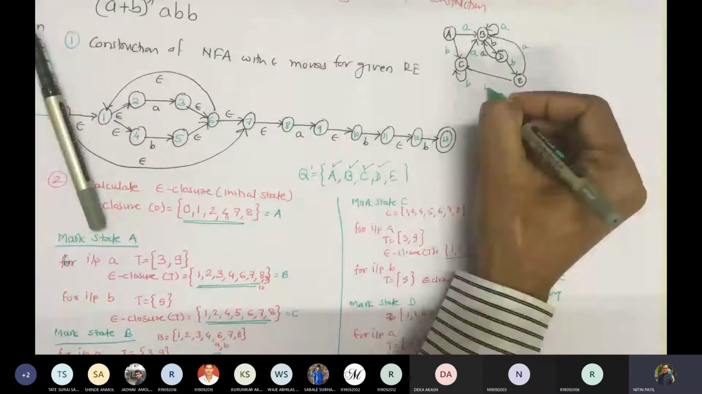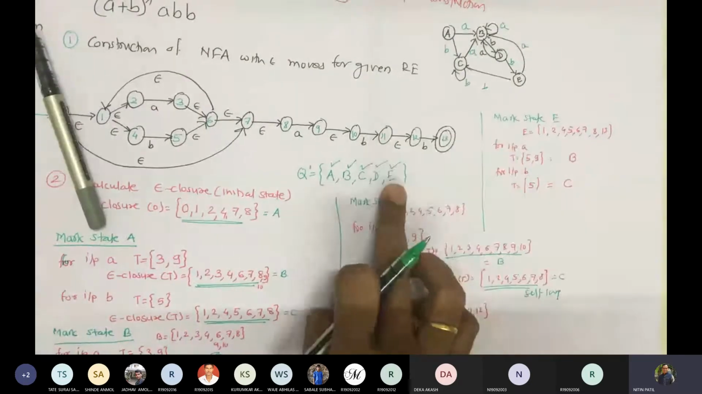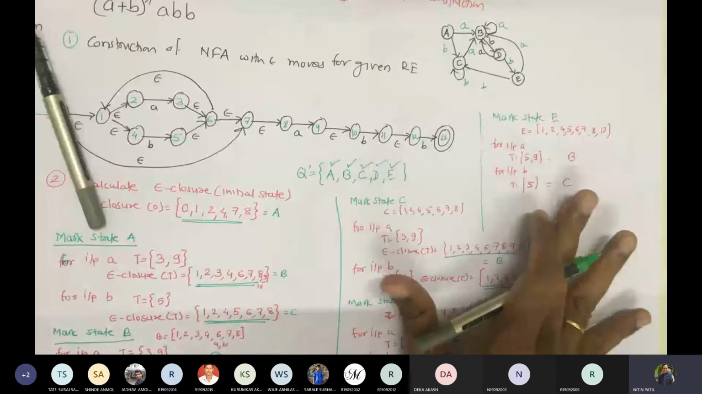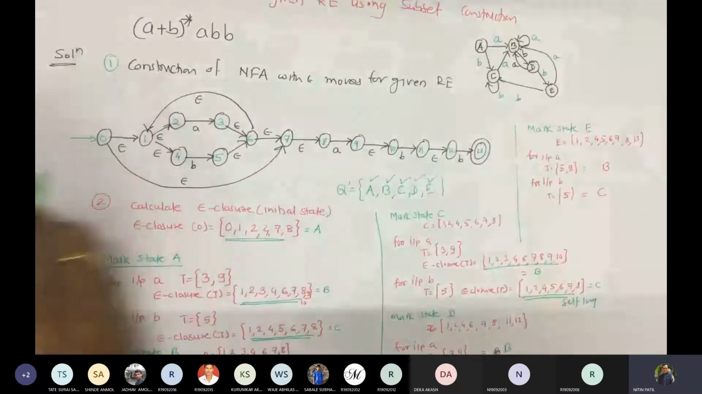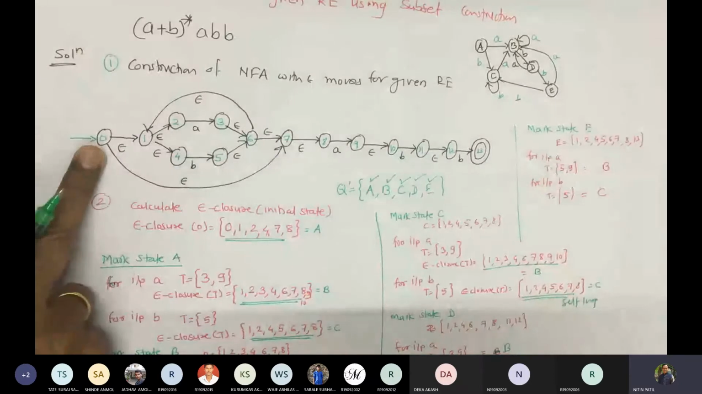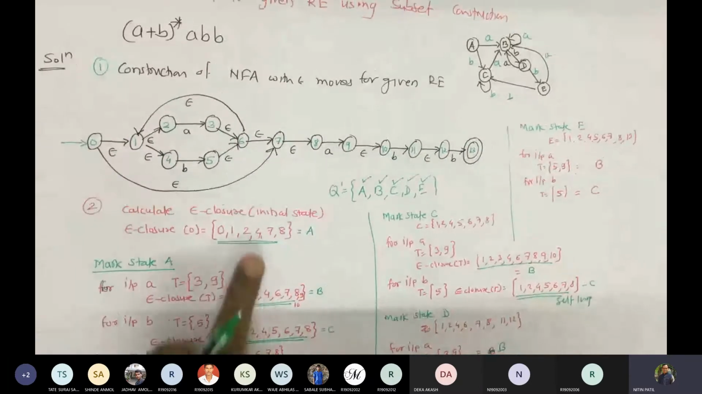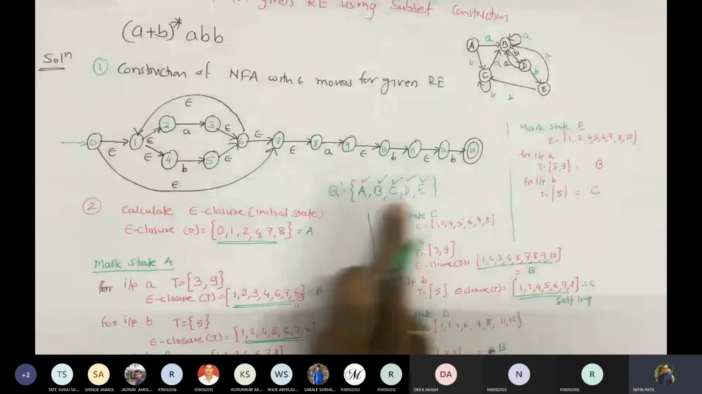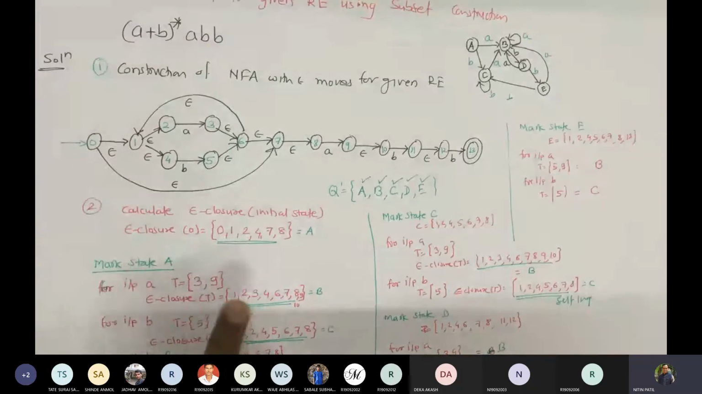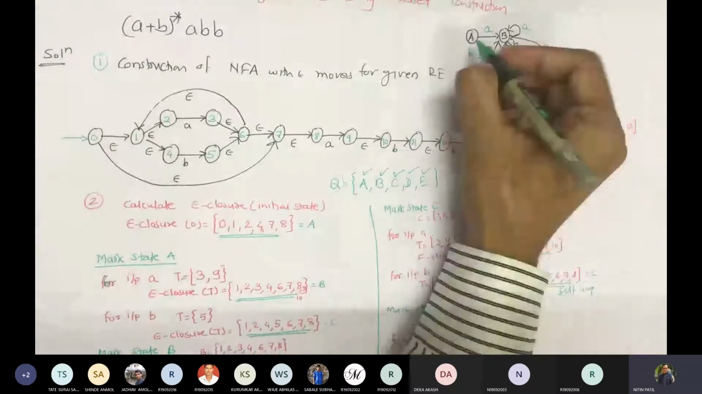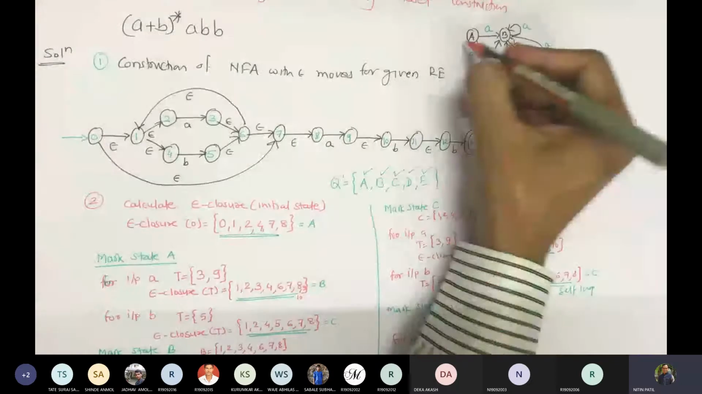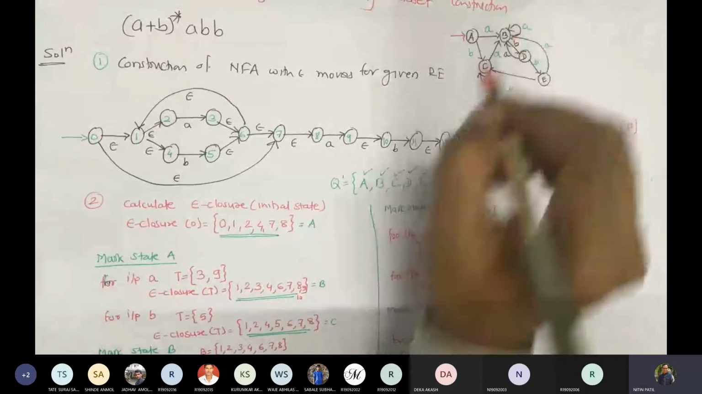Now, as we already marked all states, there is no new state remaining, so we'll terminate this construction. And this is what would be your DFA. Now, which would be the initial state? The initial state here was 0. So wherever the initial state is included, that state is your initial state. A is your initial state.